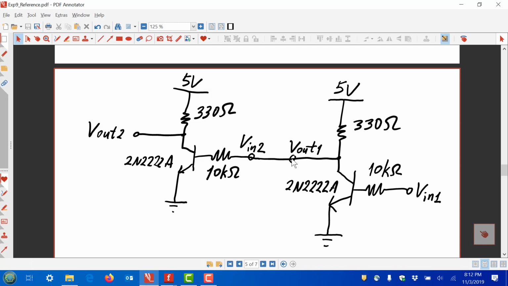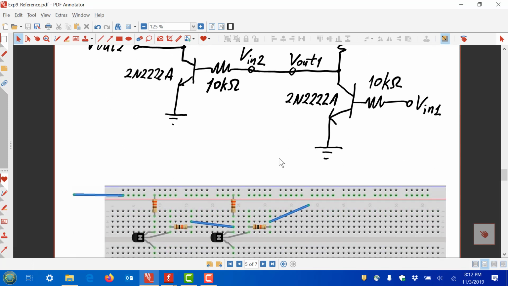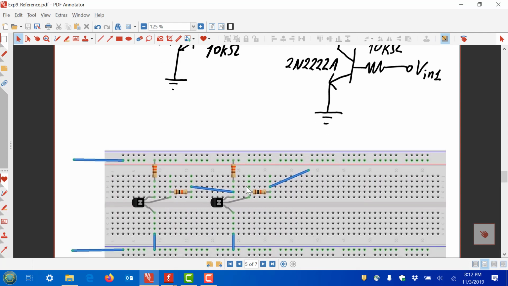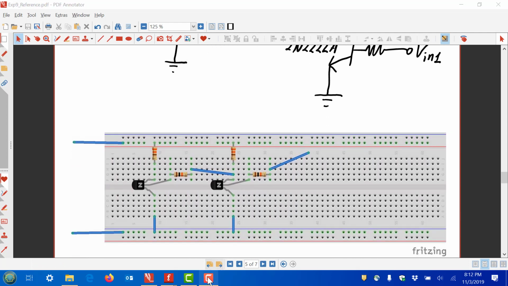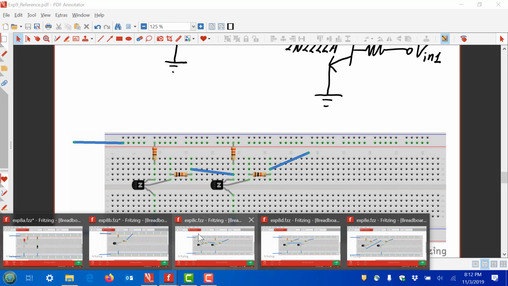And we'll measure outputs here and here. And notice that out 1 is the same as in 2, and out 2 is over here. So in 1, out 1, in 2, out 2, but out 1 and in 2 are the same. So that's how I generate these circuits. So let me go back to the construction area to show you how that's done.